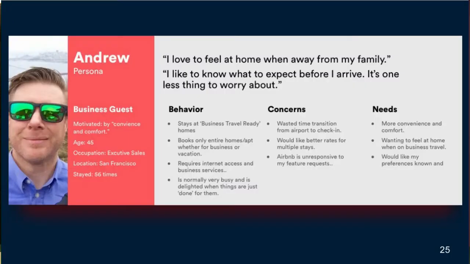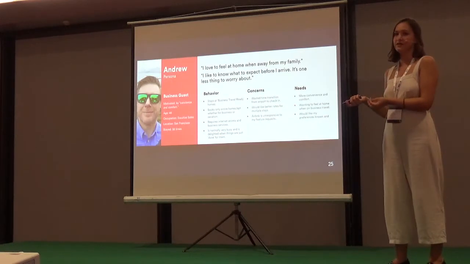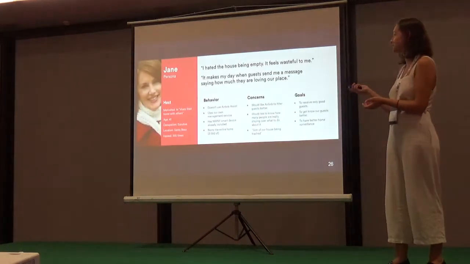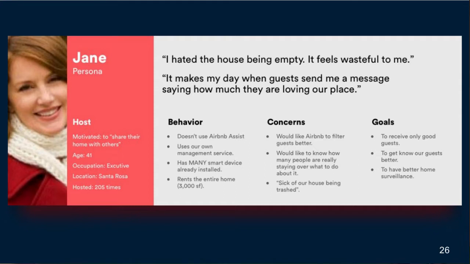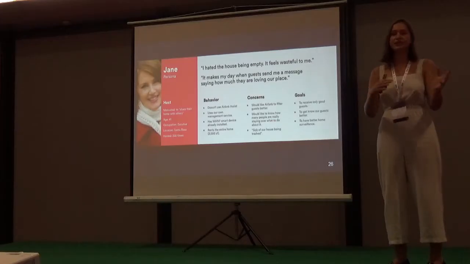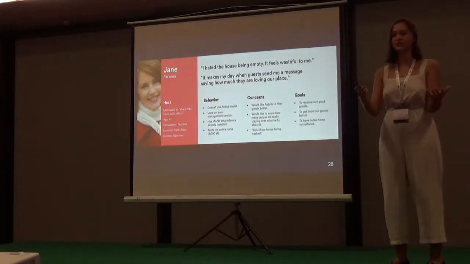So the first persona of Airbnb is someone who is far away from home because he's traveling a lot, and he likes to feel like home when he's away on business travels and so forth. So he's a business guest, and he's not going to face the same issues as Jane, who hates being alone in her apartment, and this is her motivation to rent her apartment on Airbnb. Because Airbnb is a platform, they have two sides, the guests and the hosts, so this is why they have two personas from the beginning.